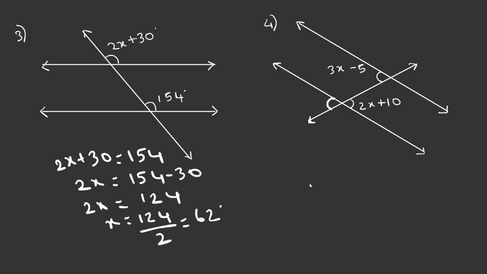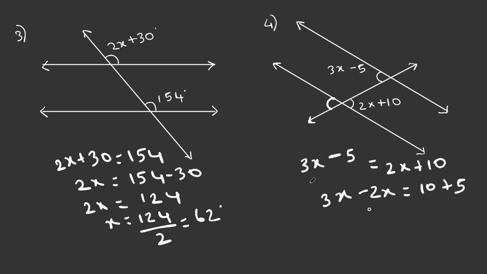Alternate interior angles are equal. So as alternate interior angles are equal, 3x minus 5 is equal to 2x plus 10. So let's keep the x on one side. 3x minus 2x is equal to 10 plus 5. This will be x is equal to 15.